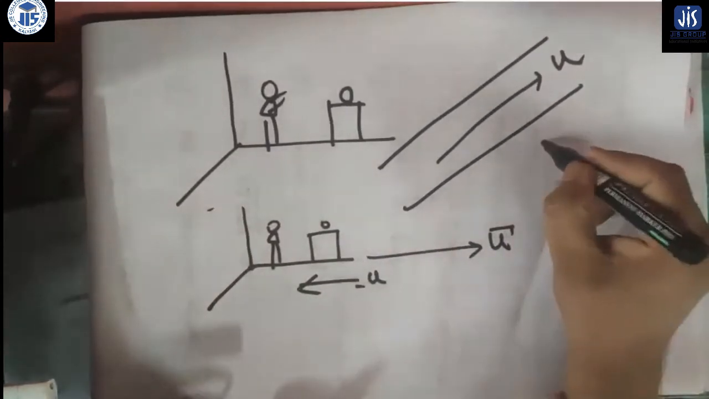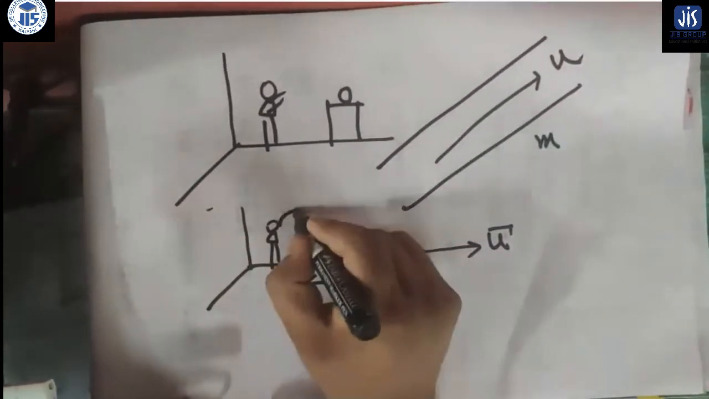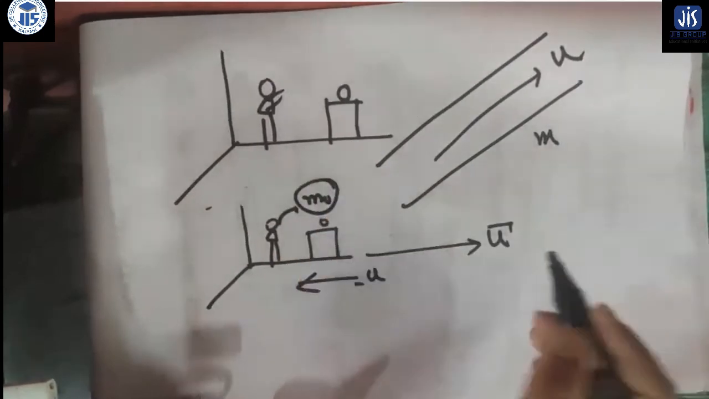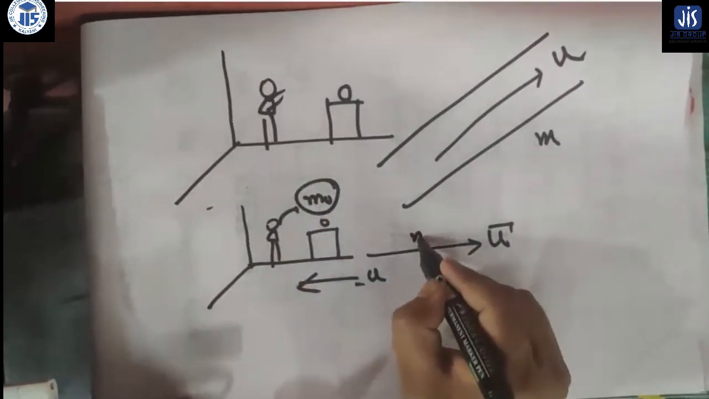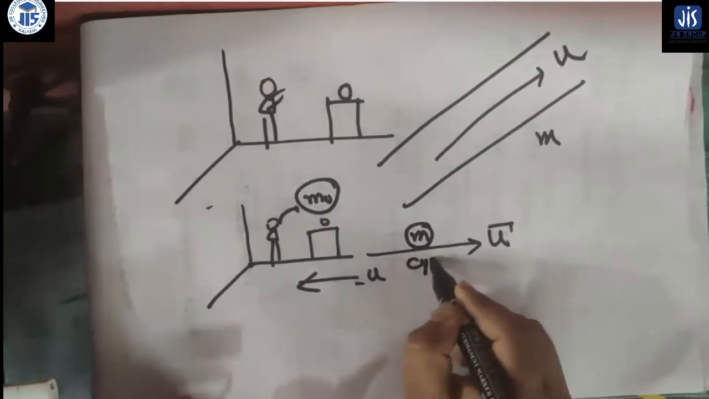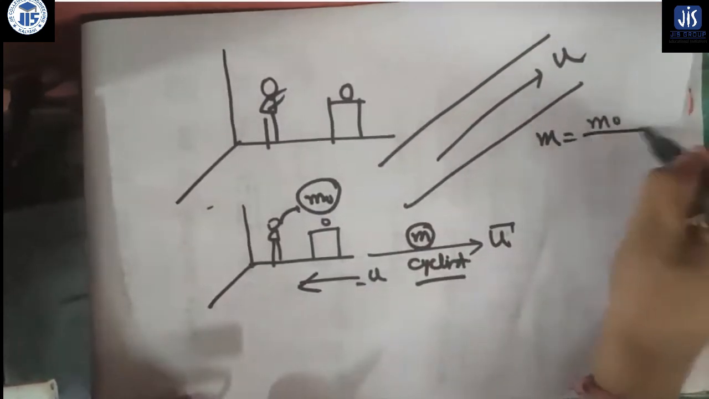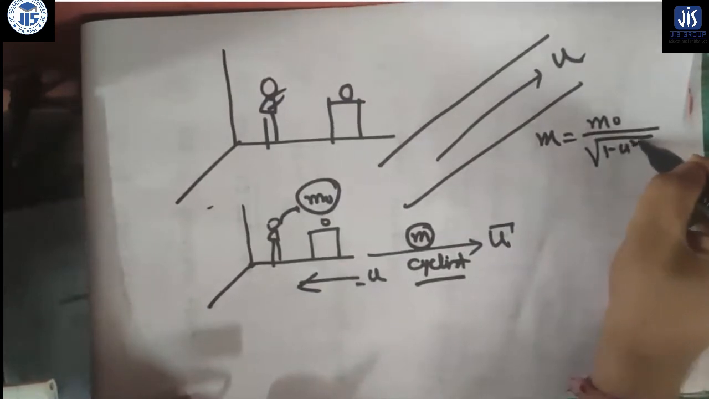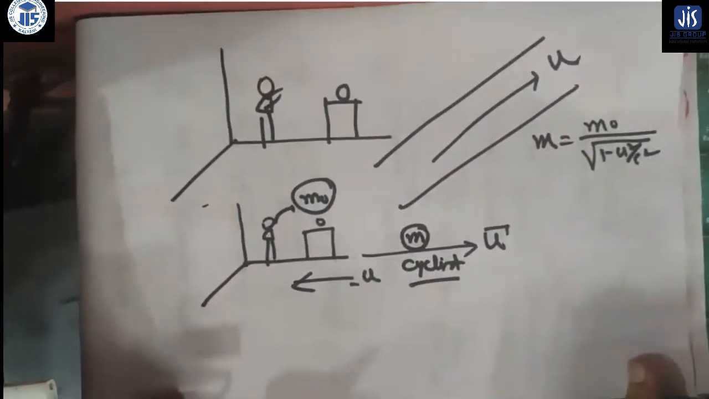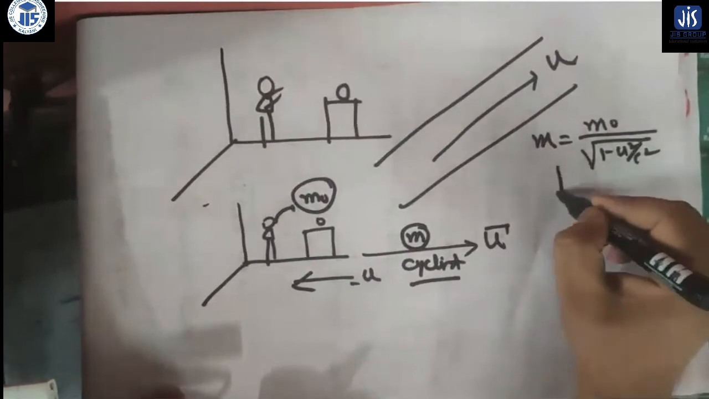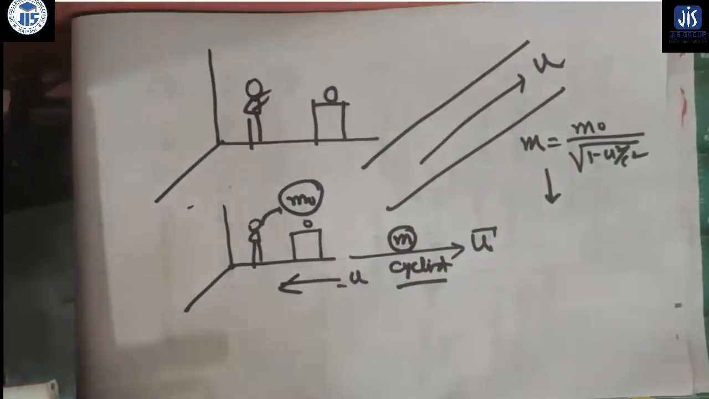Okay. So what is the mass measured by me? I am measuring the mass as m0. What is the cyclist measuring? He is measuring the mass as m. So they are connected by this formula, m0 by root over 1 minus u square by c square. Now it all depends whether mass will vary or not. It all depends on the relative speed u.